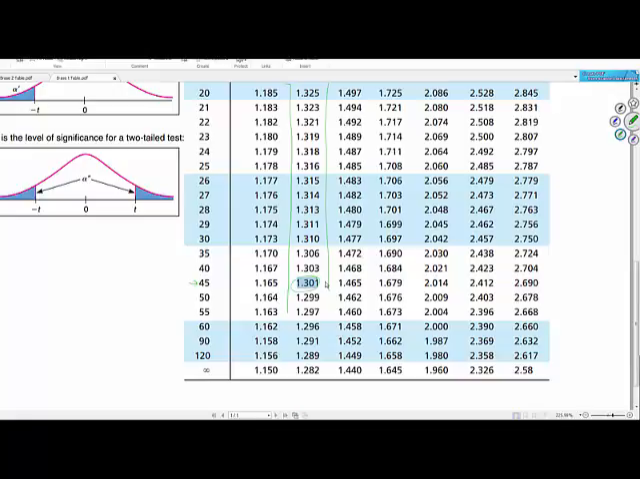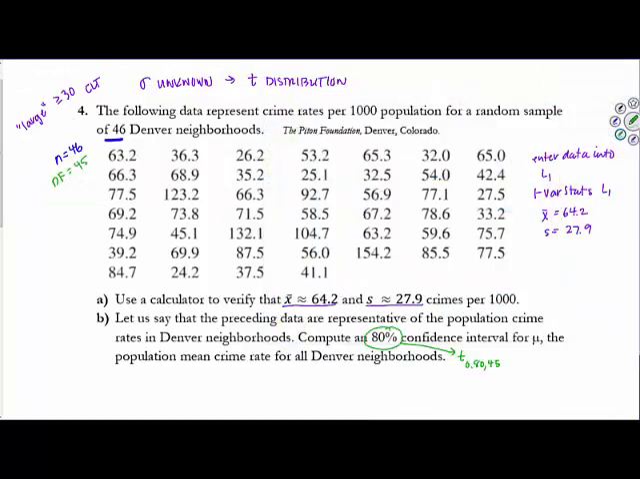If I had 42 or 41 or 43, I would go down to choose 40 to be the most conservative. See how that t value is just a little bit larger, so my confidence interval will be a little bit larger, but I'll make sure to get that level of confidence by using it. In this instance, we can use 1.301, it's right there on the table. So this is 1.301.